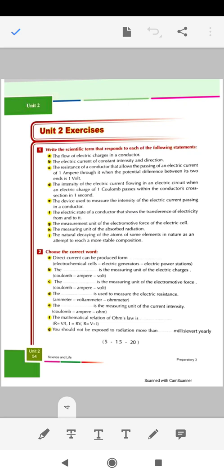طيب D. The intensity of electric current flowing in electric circuit when electric charge 1 coulomb and 1 second. يبقى 1 coulomb 1 second و intensity برضه يبقى measuring unit بتاعت الانتنسيتي اللي هي تكون أمبير. طيب E. The device used to measure the intensity of the electric current passing in a conductor.